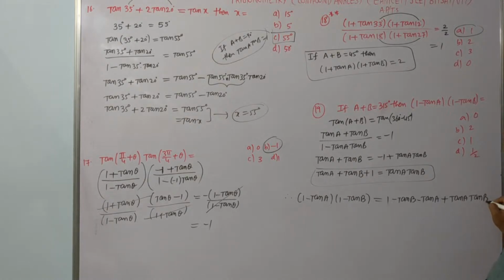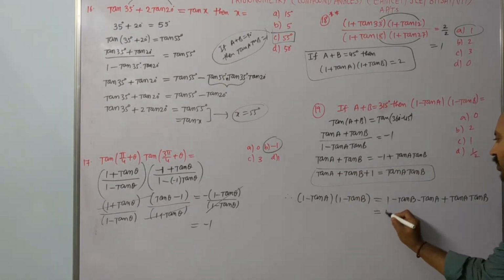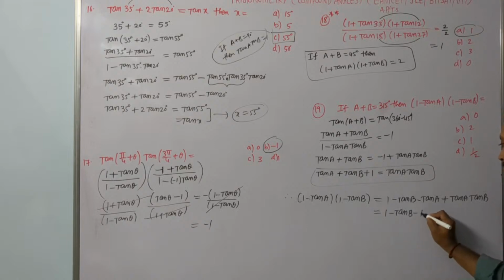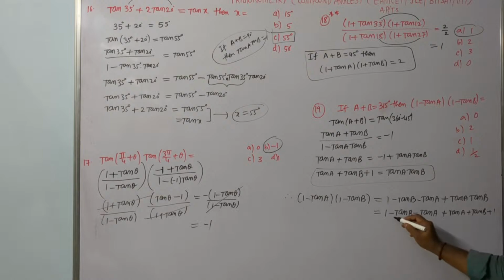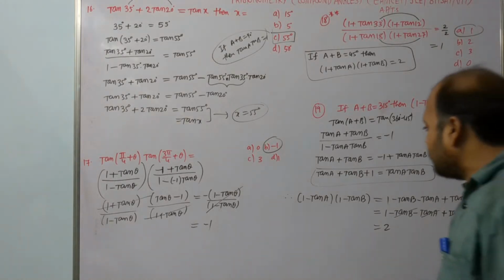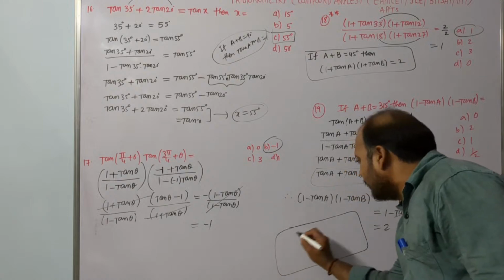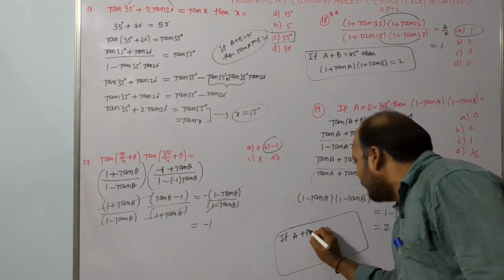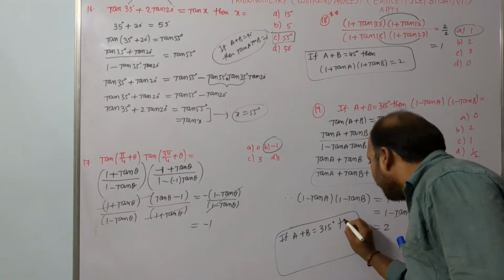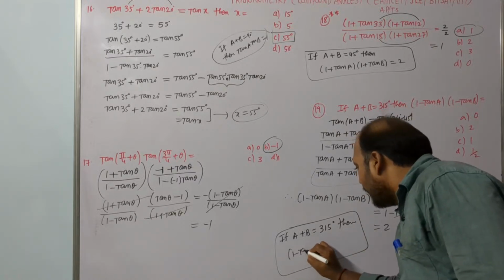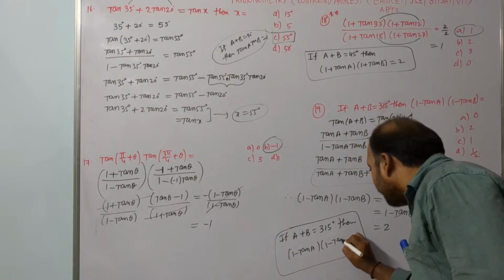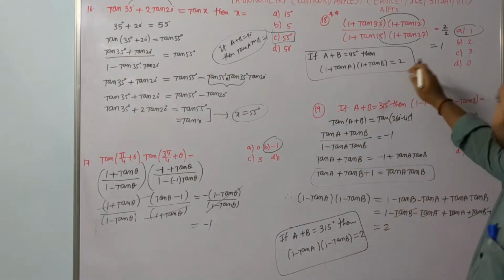So in place of tan A tan B, replace with this: 1 minus tan B minus tan A, so in place of that, tan A plus tan B plus 1. So minus tan B plus tan B, minus tan A plus tan A, 1 plus 1 is 2. Now onwards, you remember the standard result from this conclusion: if A plus B is equal to 315 degrees, then 1 minus tan A into 1 minus tan B is equal to 2, like the previous problem.